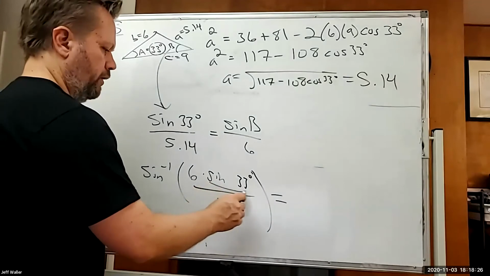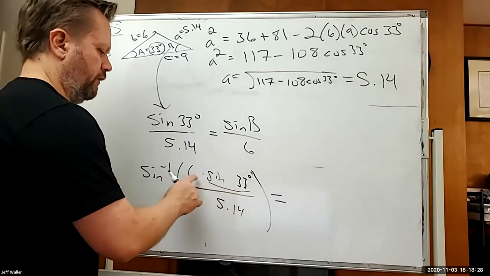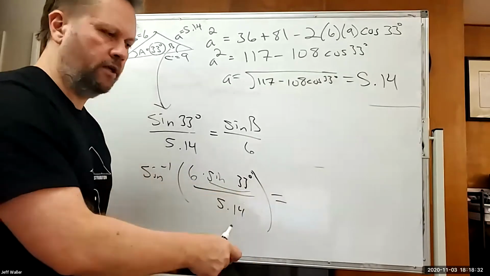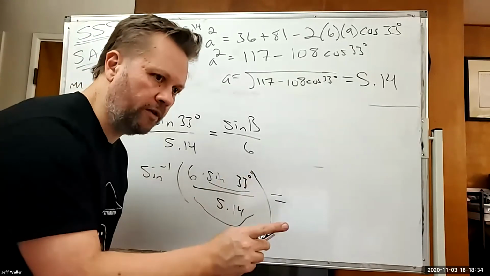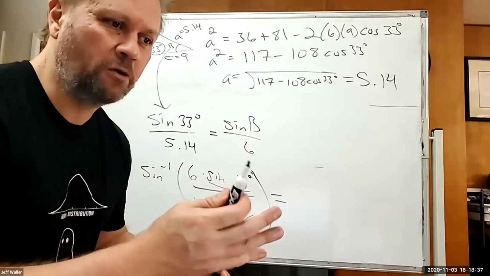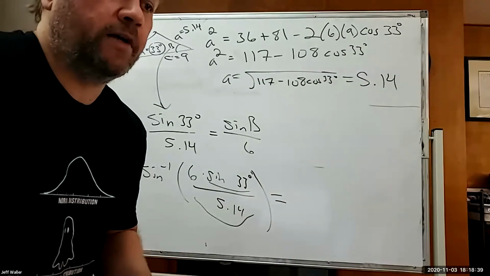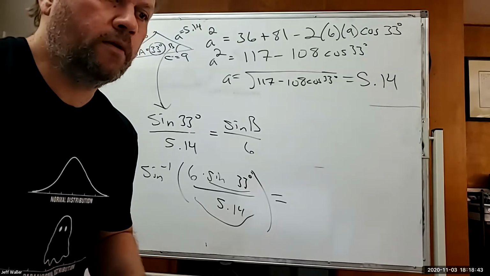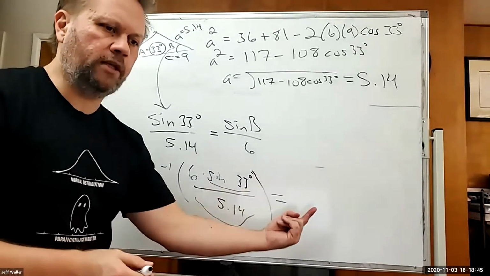Sine of 30 is 1/2. Half of 6 is 3. 3/5 is less than 1. So this should have an answer. If this inside was bigger than 1 or smaller than -1, no answer possible, right? Because that goes outside of what sine can do. But this inside looks to be less than 1. So I should get an answer.